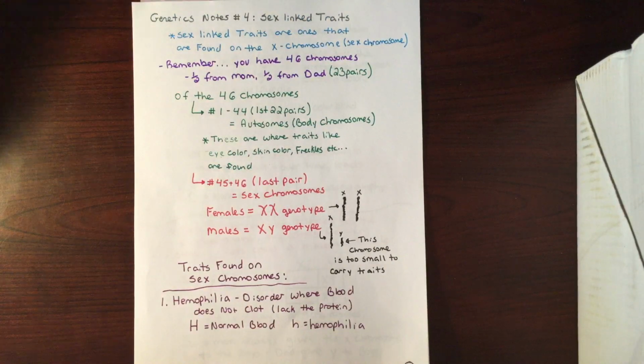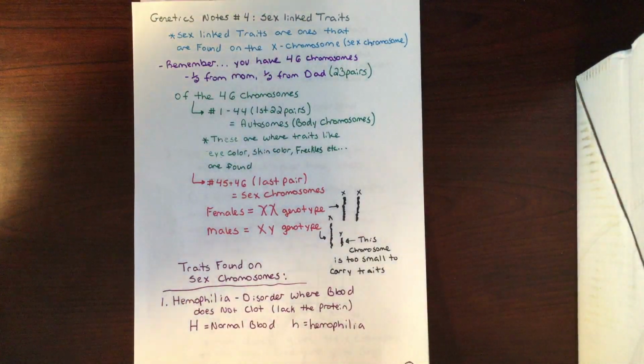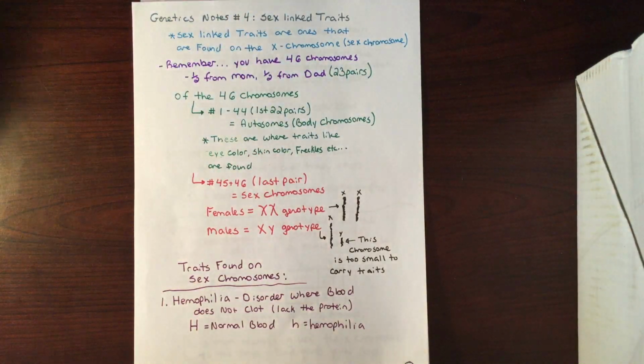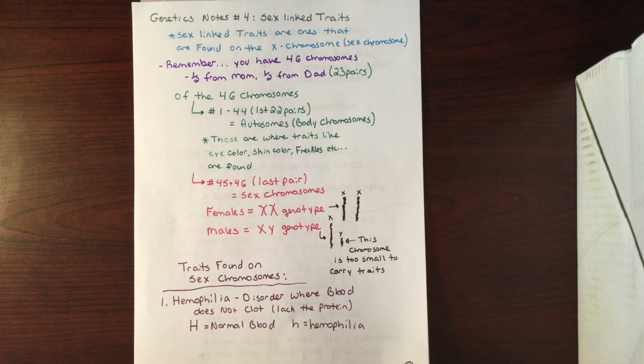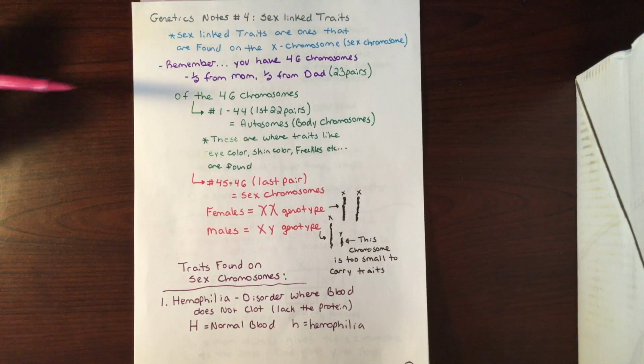When we do sex-linked traits, we're still doing all 5 steps that we do with our monohybrids, our incompletes, our codominant ones, our multiple allele ones. Our steps are always going to be the same. The only thing that's really changing in any of these problems is our key. With sex-linked traits, these are ones that are found on the X chromosome.